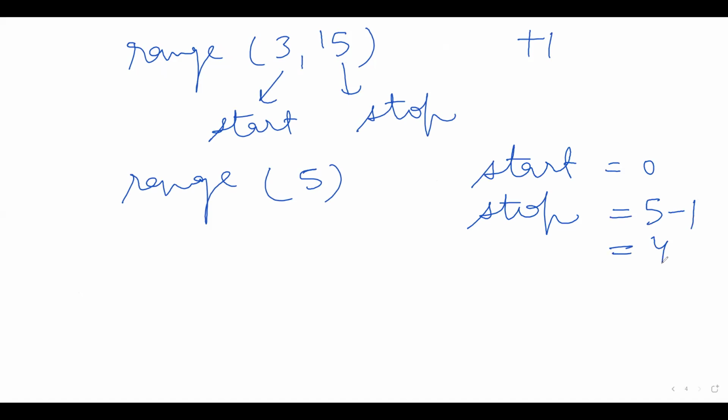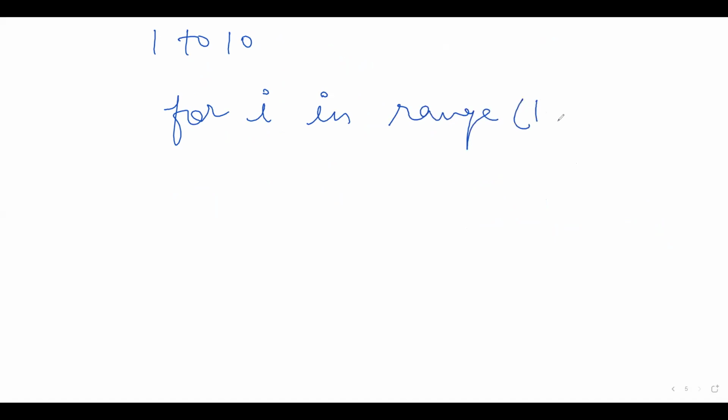Now, how do we use this function in a for loop? Let us understand it. For example, I want to print the numbers from 1 to 10. So how can I write it? for i in range, from 1 to 10. I can give the starting value 1, and the ending value I want is 10. So I will give 11 here because I want to use 10. The range function stops before the stop value, so I will take 10 plus 1, that is 11.